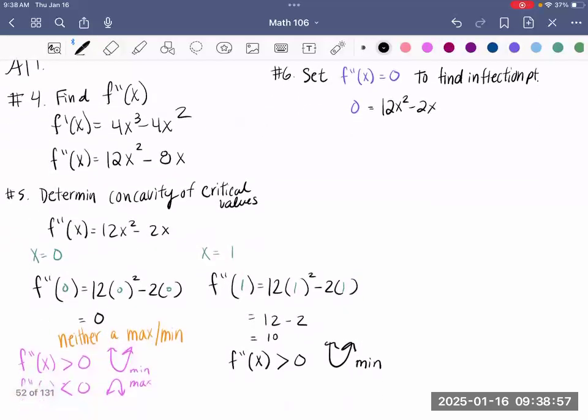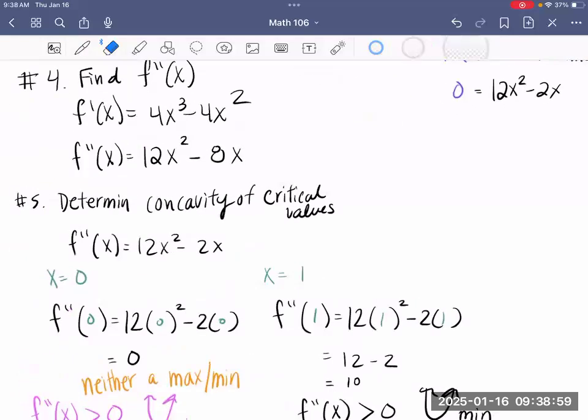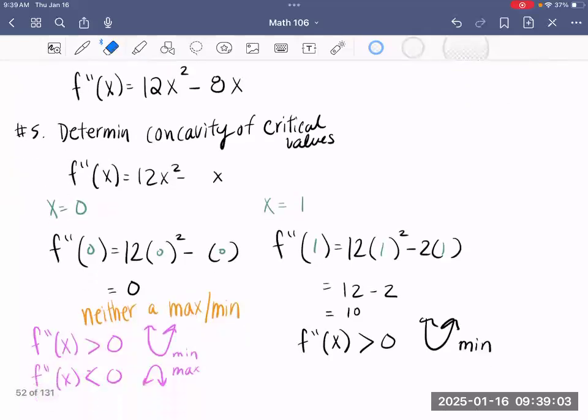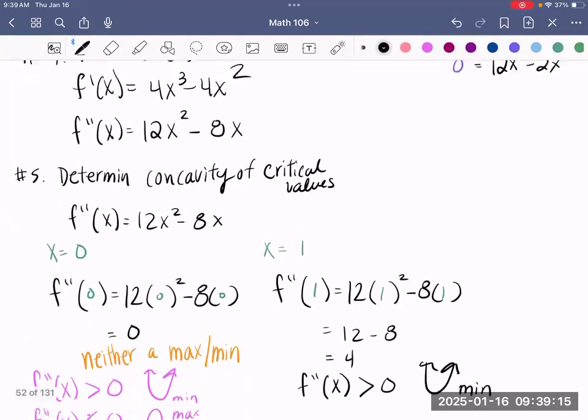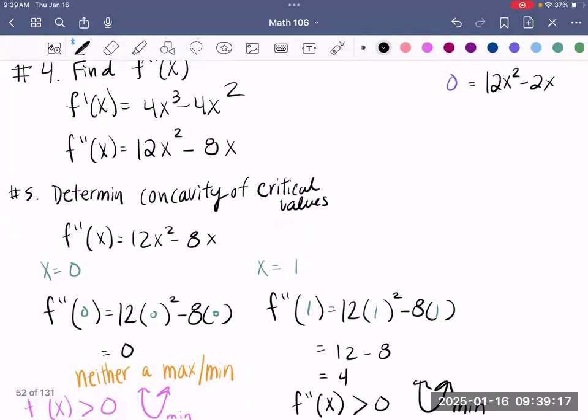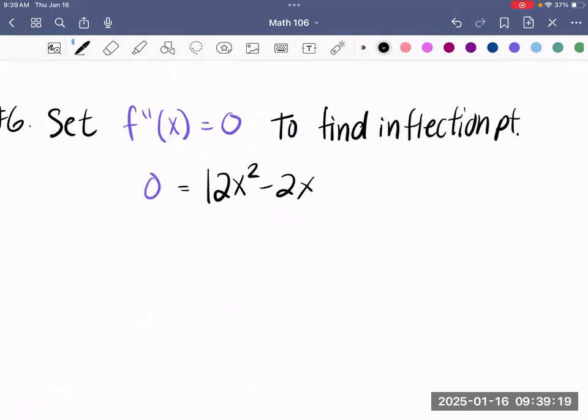Uh-oh, I've been using 2 instead of my 8. How did that happen? It won't change anything, but I do like things to make more logical sense. That's still going to be a positive 4. Not sure why I put a 2 there. It will change this point here, though.